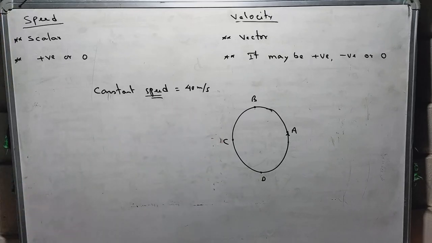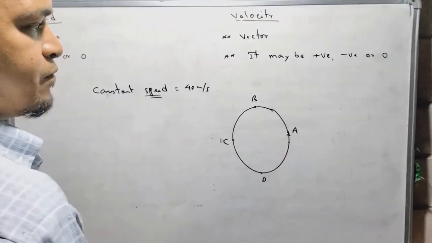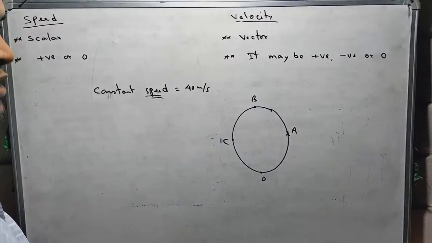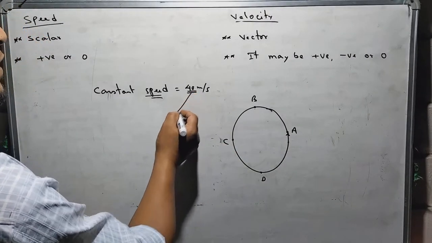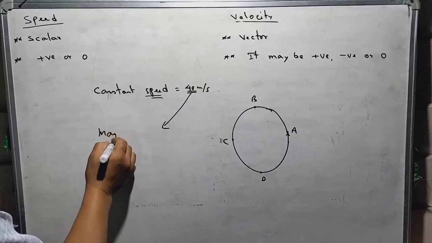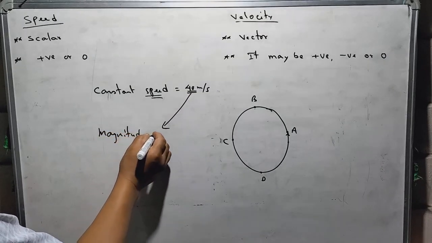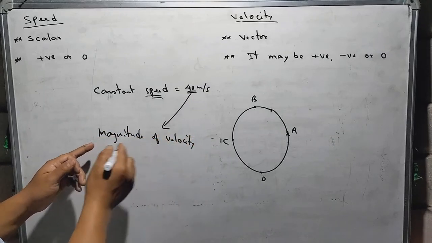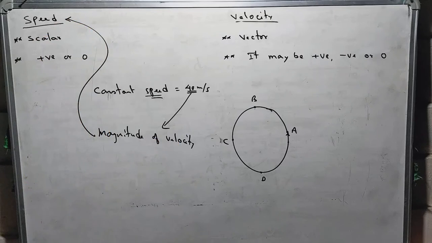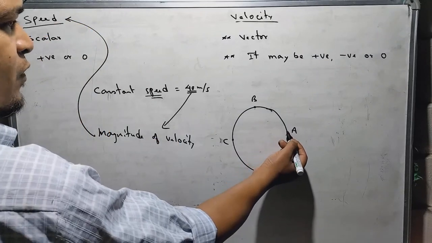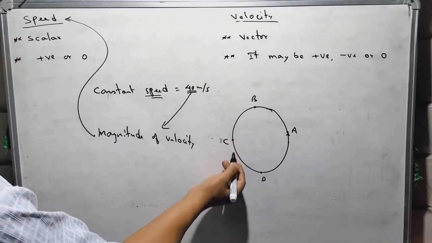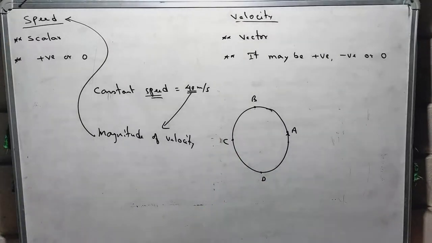Now, what is the velocity at this point? Will it be 40 meters per second? Answer: yes. That 40 meters per second stands for the magnitude of velocity. The magnitude of velocity means speed. So the magnitude of velocity here is 40 meters per second at every point.